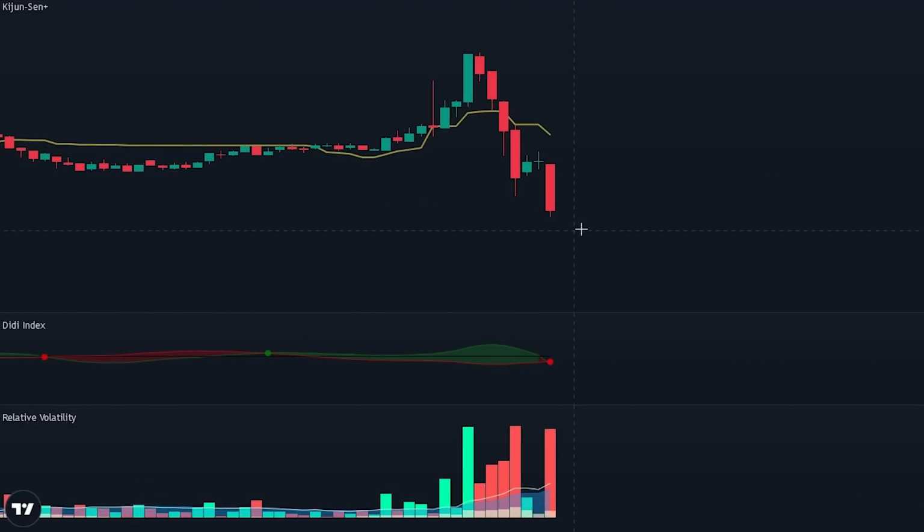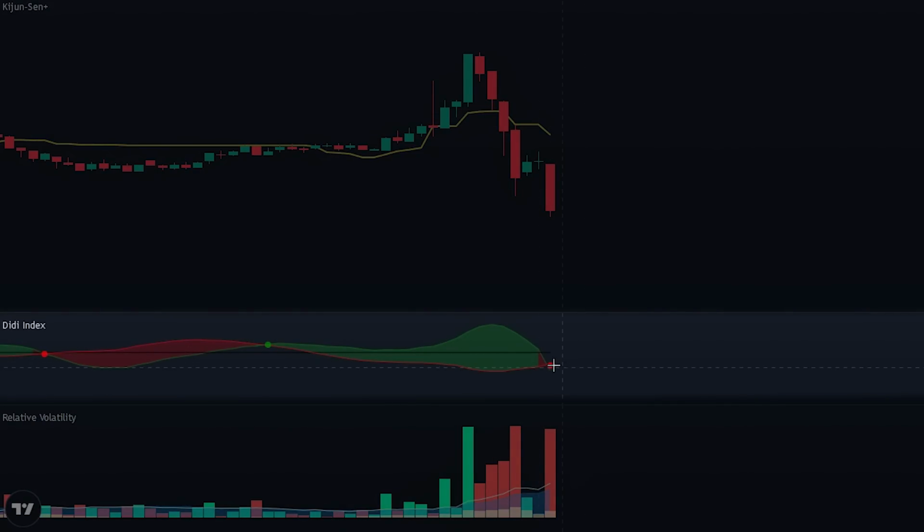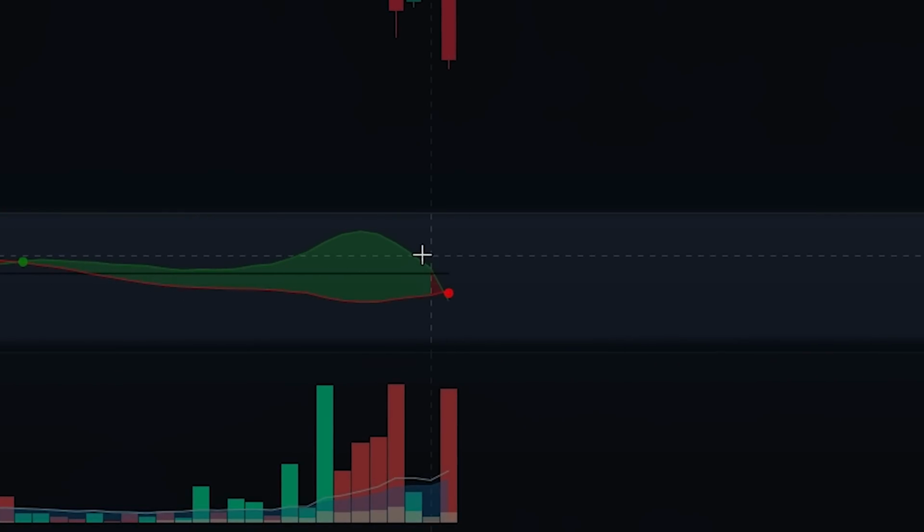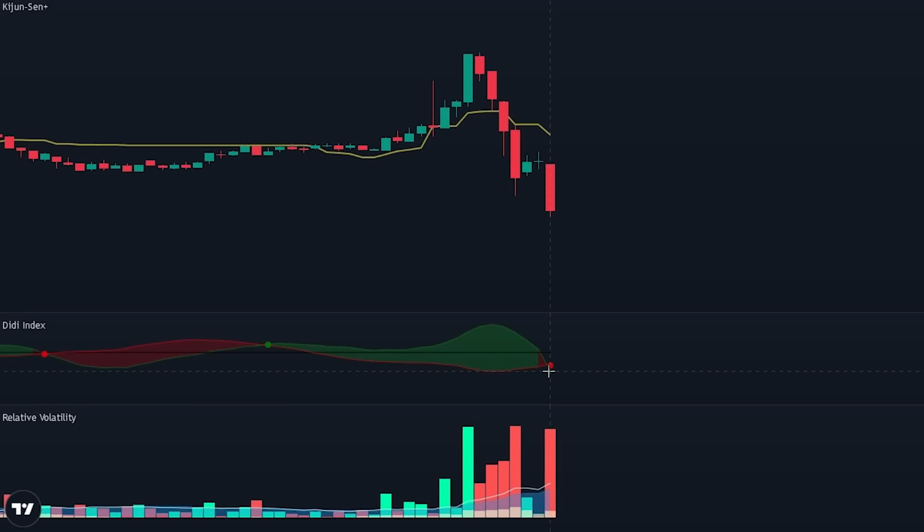To enter into a sell position, the following conditions will need to be met. Firstly, the DiDi index indicator will need to make a bearish crossover. This means that the green line will need to cross below the red line, causing a red dot to be printed. This shows us that the market has switched to a bearish trend.